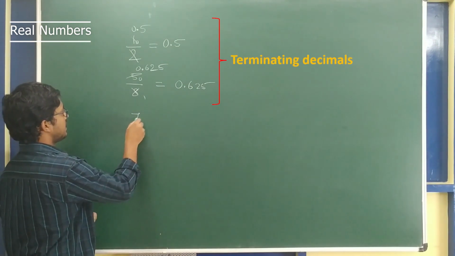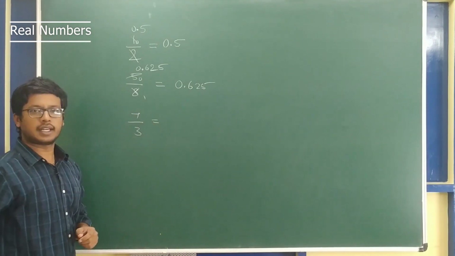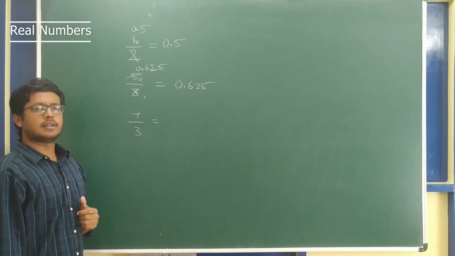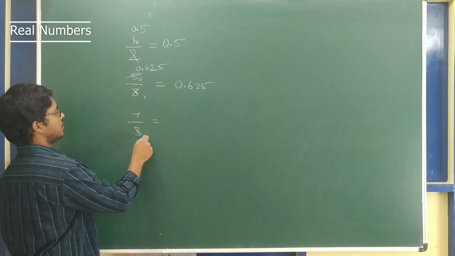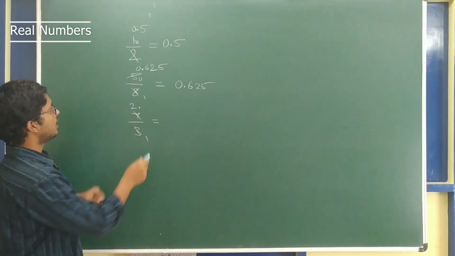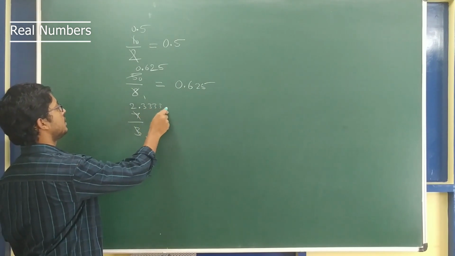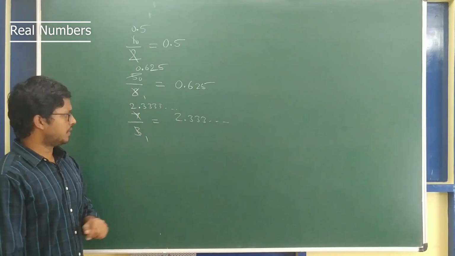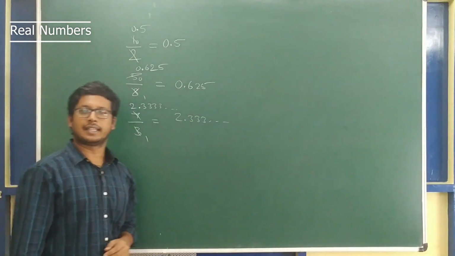Let's take one more example, 7 by 3. Again this is of the form p by q. Let's convert this into decimal. 3 2s are 6, 1 remained. So it will be 2.33333 and so on. If you see, 3 is repeating infinite times.